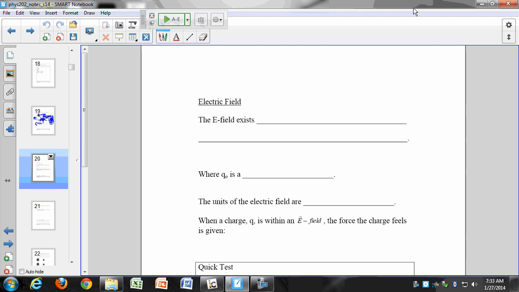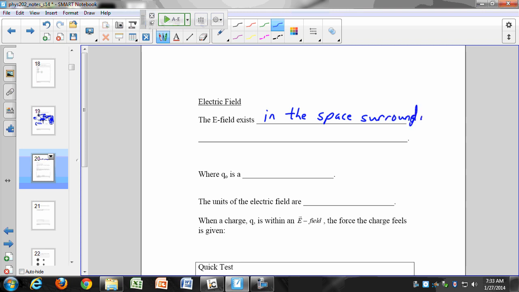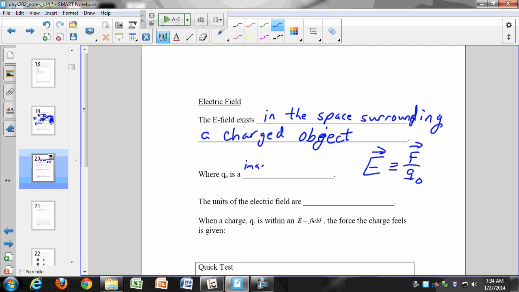All right. So the electric field exists in the space surrounding a charged object. And we define the electric field, which I'll call E. It is a vector quantity. We define it as the force divided by Q naught. And Q naught is this imaginary positive test charge. It's an imaginary positive test charge.